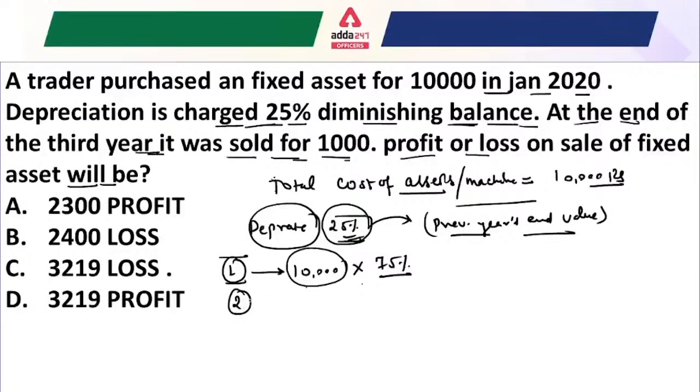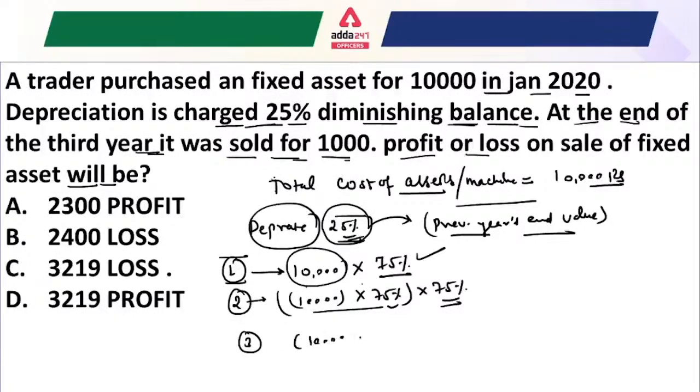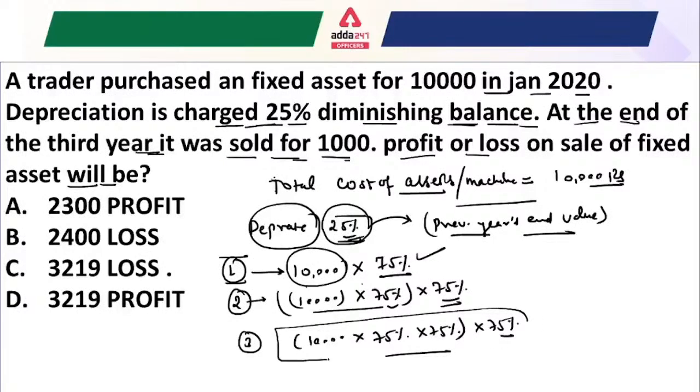So for the second year, again this 10,000 rupees and 75% of this, and now 25% is again depreciated. That means for the second year the value will again be 75% of the previous year's end value. This is the previous year's end value for the first year. For the third year, the previous year's end value is 75% multiplied by 75%, and again 75%, and that would be the value of your machine after the third year, right?